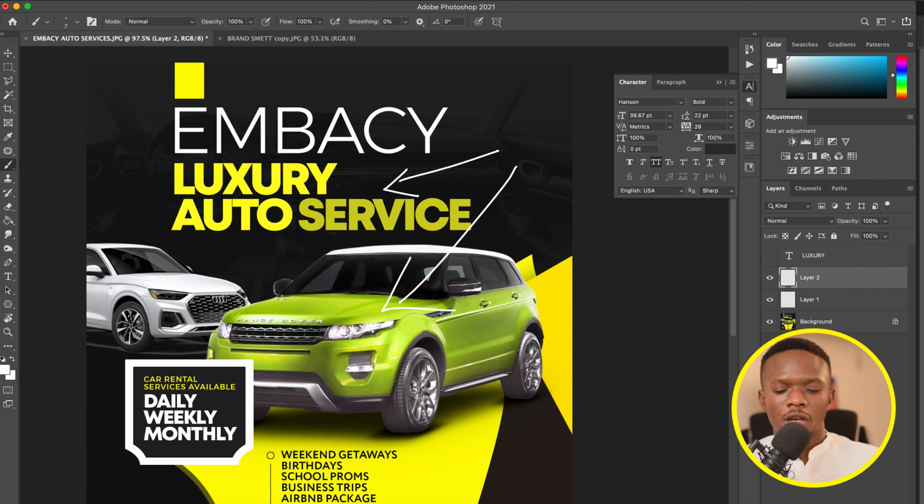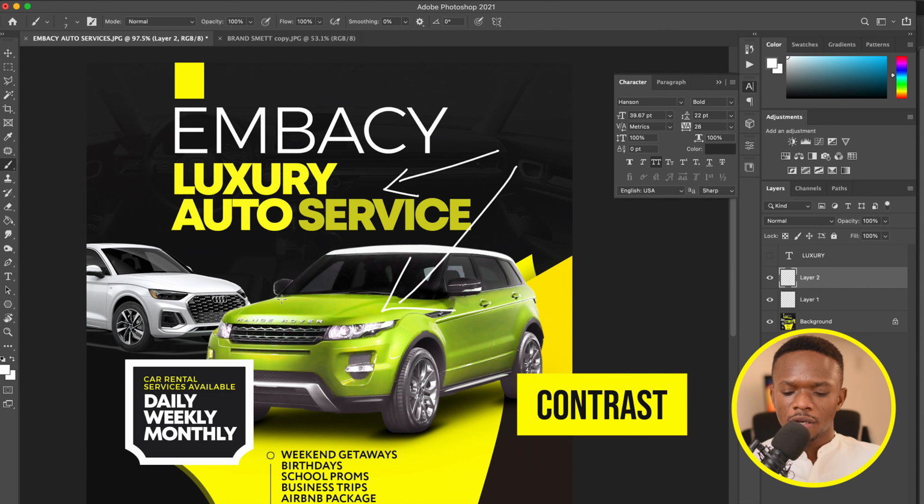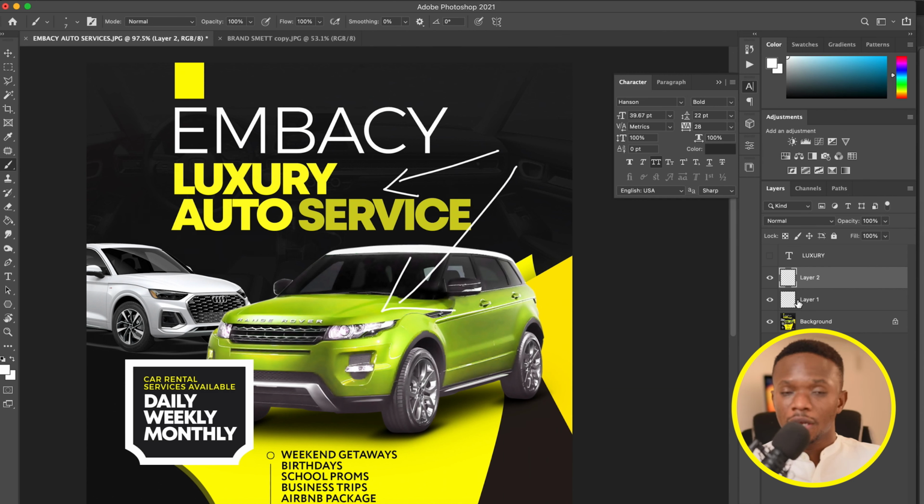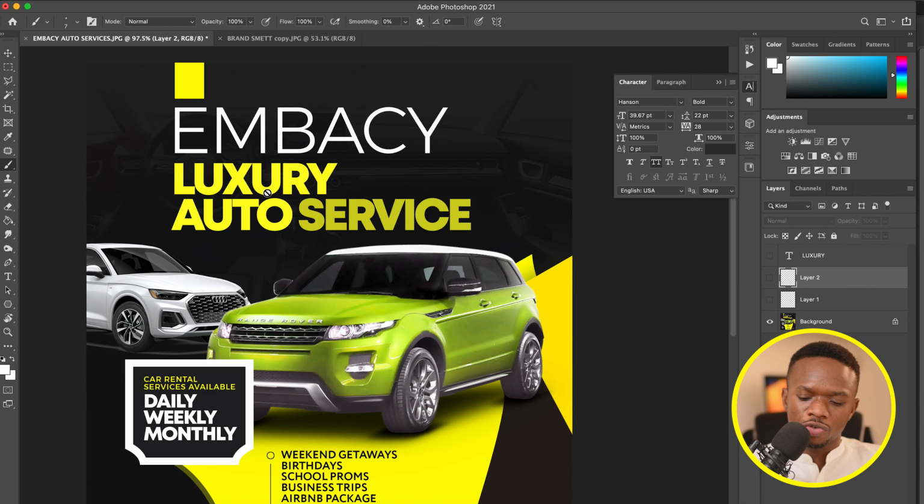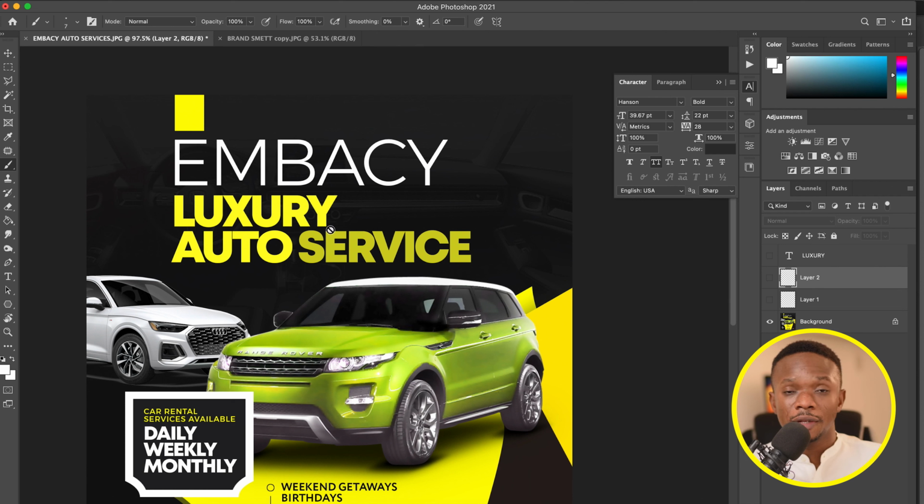So the next thing I'll be talking about will be contrast in your design. It's important. I'll go back to the same design again to illustrate what I mean by using contrast in design. Contrast is not only about colors alone. Sometimes it might be the thickness of your font, font color, or font sizes as well. So make use of contrast.